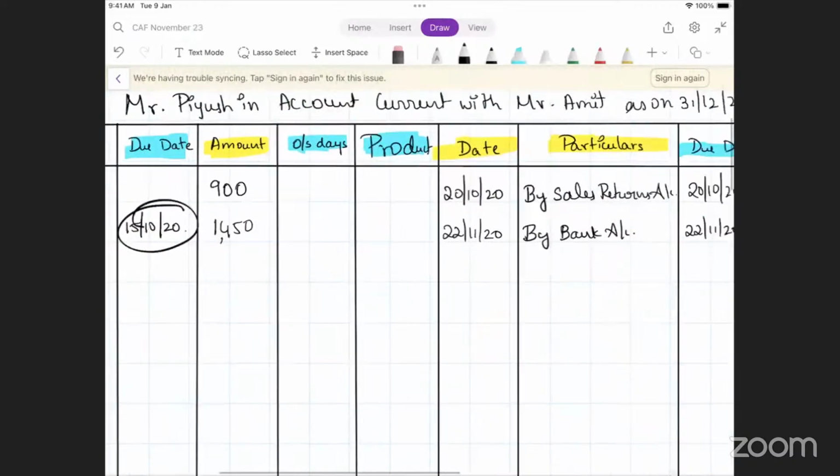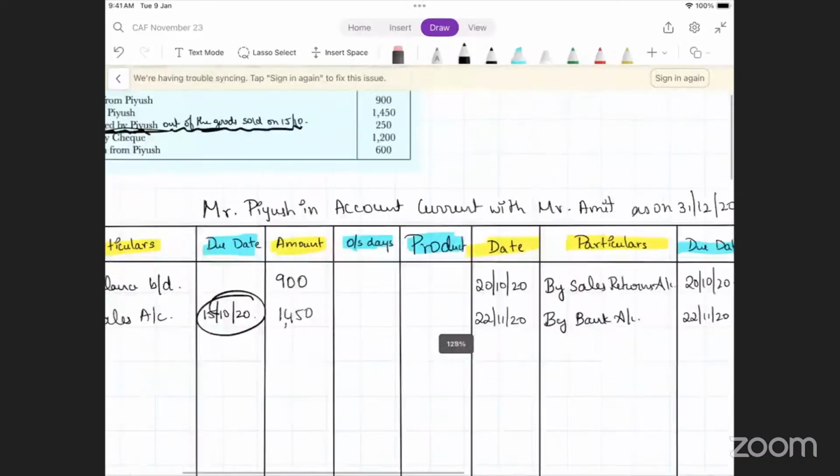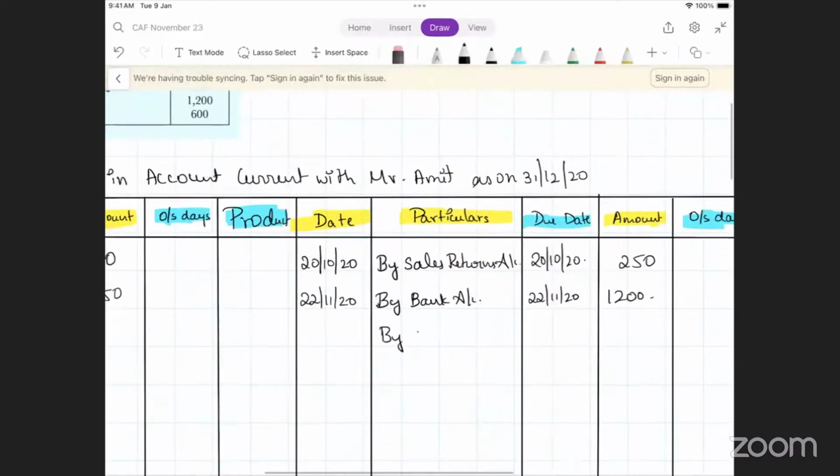Received cash from Piyush again, by cash.